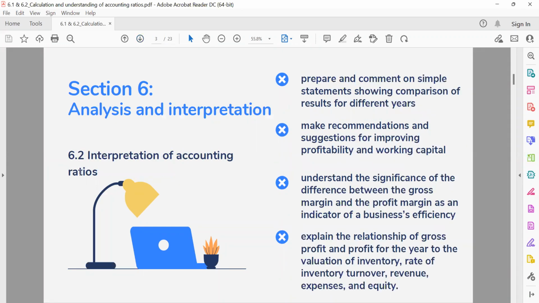Okay, another section is interpreting the accounting ratio. From the accounting ratios that you have gathered, you need to make comments, recommendations, or solutions in order to improve the situation. So we will use the questions to practice this section.